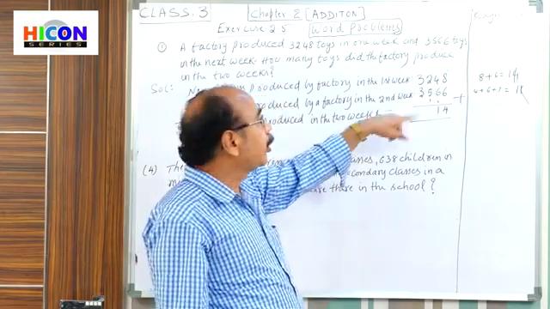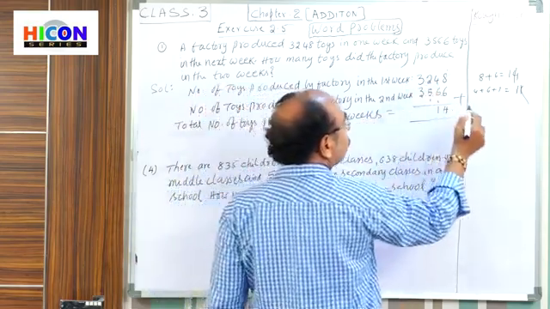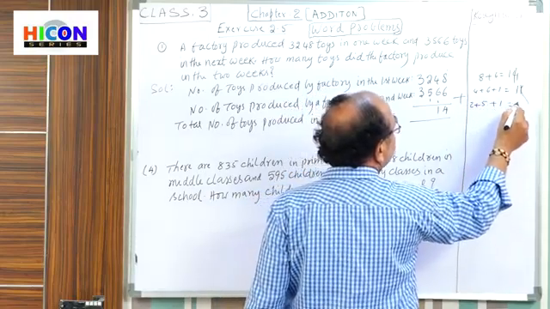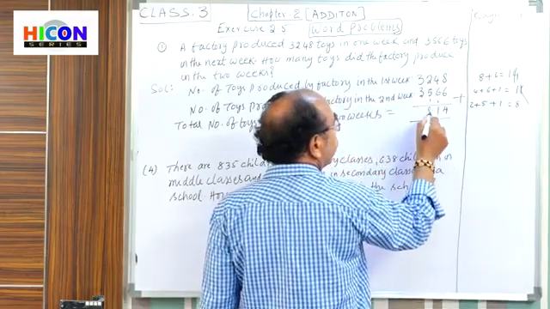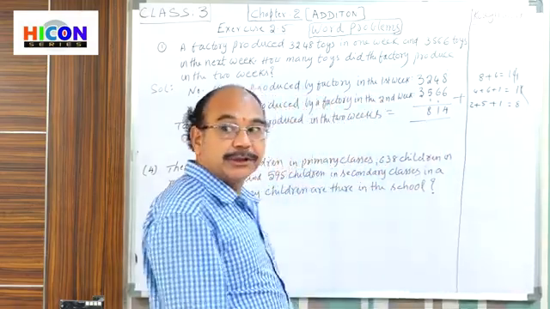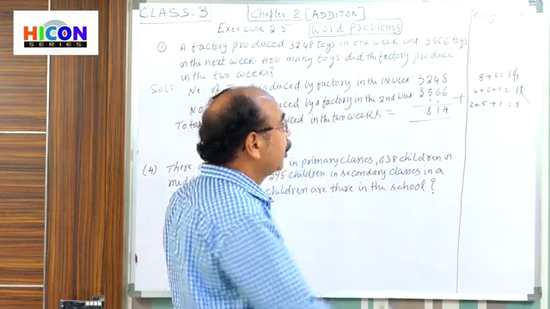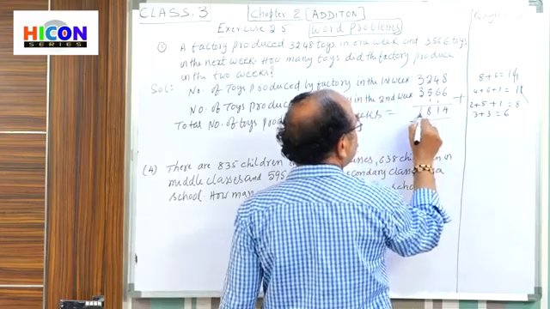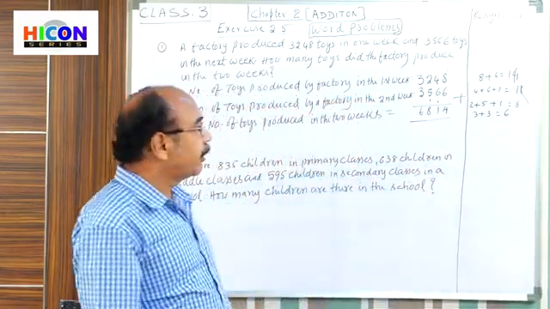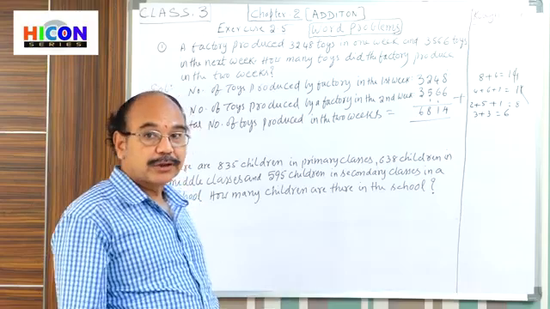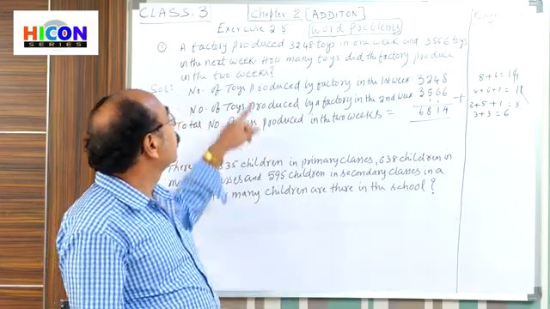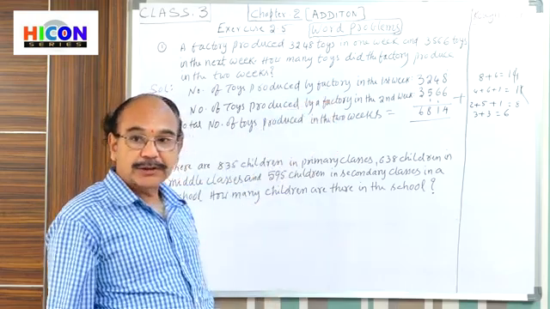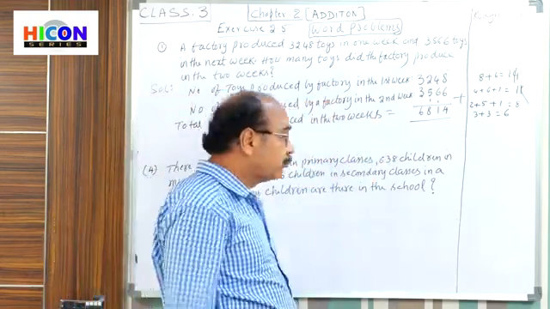Now add the digits in the hundreds place. 2 plus 5 plus 1. That means 8. Write 8 here. Now add the digits in the thousands place. 3 plus 3 is equal to 6. 6,814 toys totally the factory produced in the 2 weeks. Like this, we solve this problem.